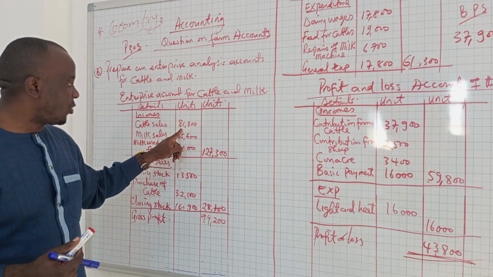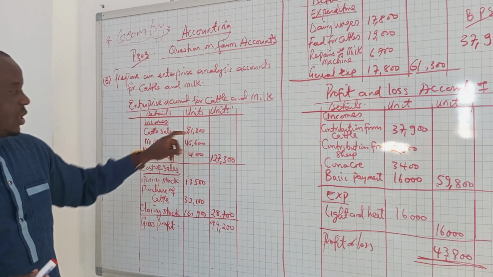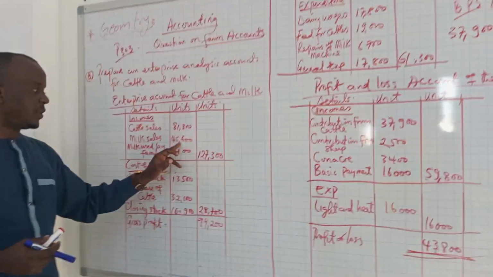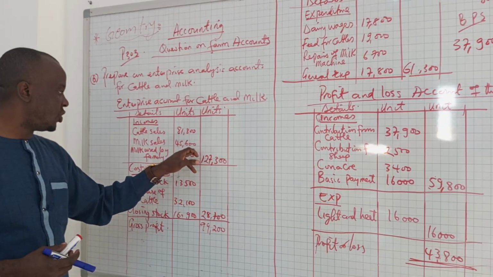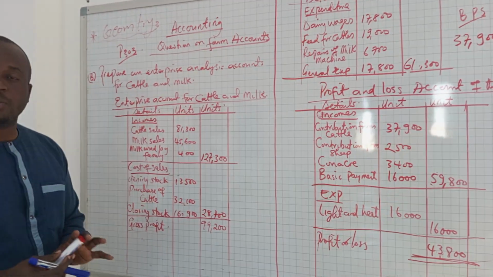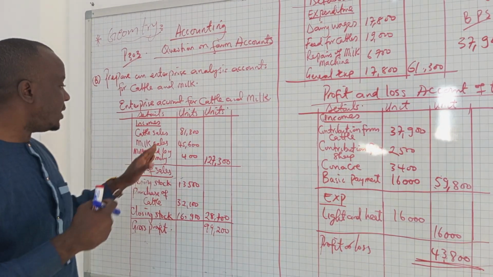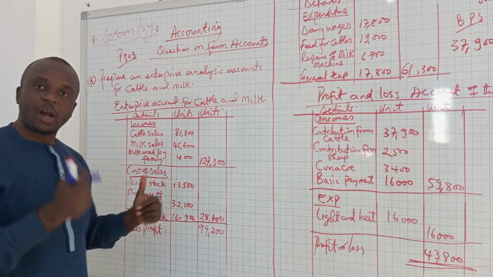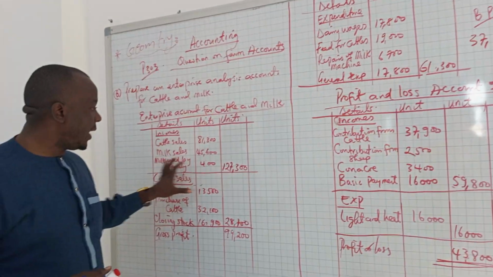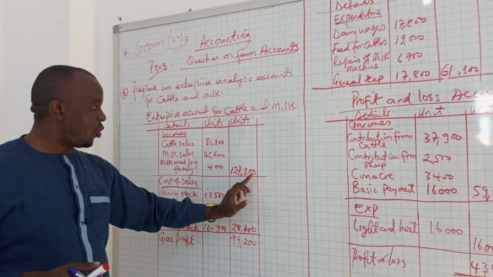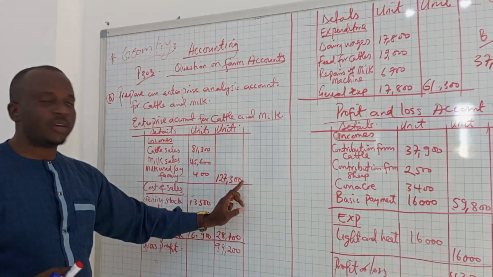The sales of cattle for that year is 81,300. The sales of milk is 45,600, and the milk consumed by the family will also be included because it has to be accounted for. So when you put it together, it means they have a total income of 127,300.